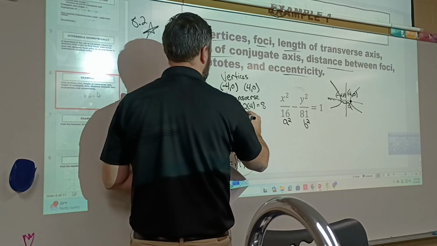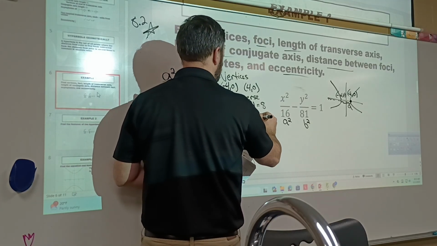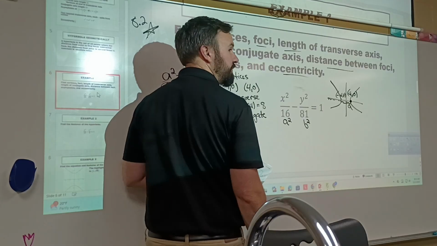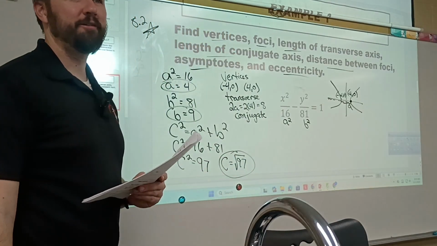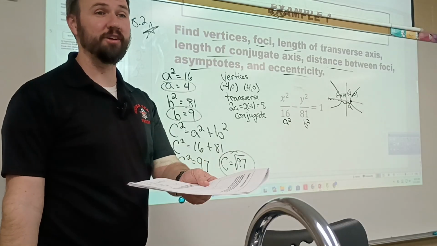Next is the conjugate axis. Now that one is 2b. Our b was 9, so 2 times 9 is 18. Again, once I find a, b, and c, you just start plugging it in.